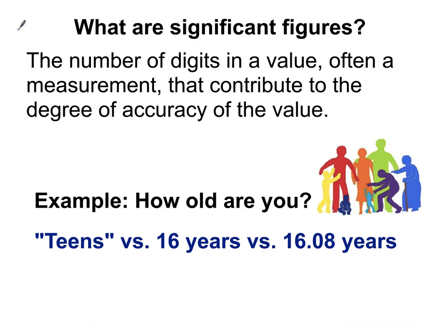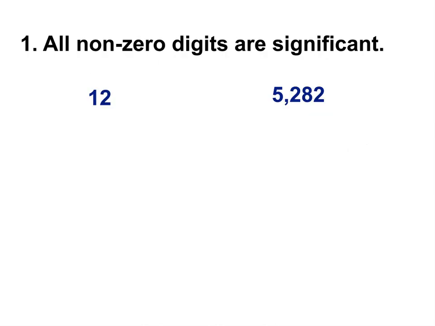So we have a set of rules that I'm going to walk through with you about significant figures, and you'll also get a chance to try out some questions on your own. Our very first rule is that all non-zero digits are significant. So this is any number 1 through 9. Anytime you see a number 1 through 9, that means that it is a significant digit. So for example, the number 12 has 2 non-zero digits, so this number has 2 significant digits.